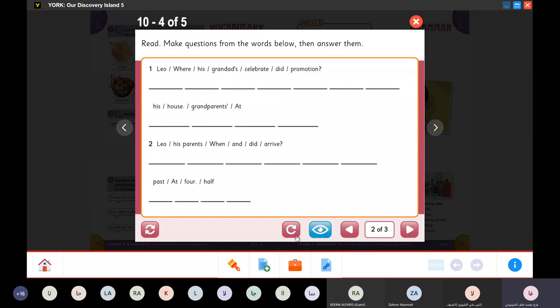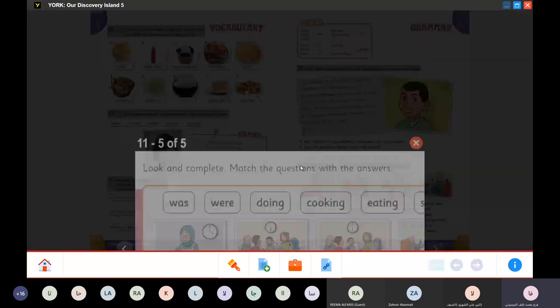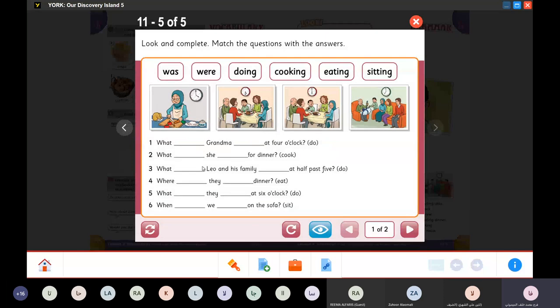Thank you, Reema. So, young ladies, here are the answers. You don't have to write it, girls. So, where did Leo celebrate his granddad's promotion? At his grandparents' house. When did Leo and his parents arrive? At half past four. Very good. Let's see now the second one. Okay, in the second one, we have past continuous. We're going to use words in past continuous.